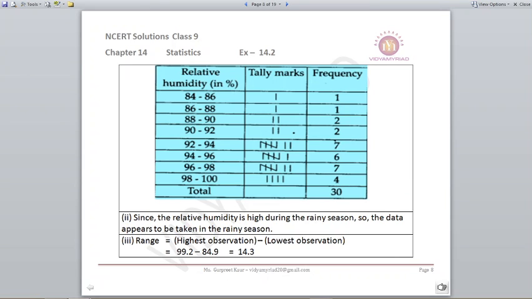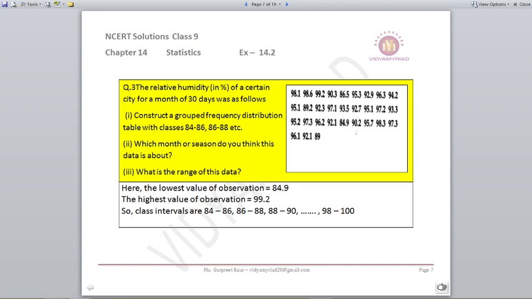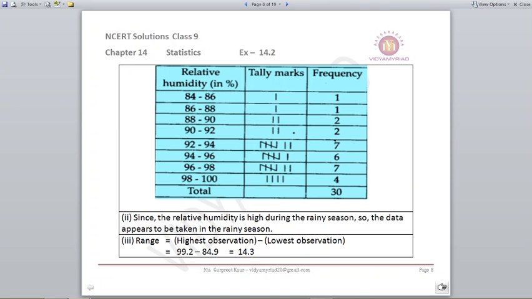Now if you see, relative humidity is usually high during the rainy season. So we can say that the data appears to be taken for the rainy season. Now they are asking what the range is. Range is the difference between the highest observation and the lowest observation. Your highest observation from this table we will take as 99.2, and the lowest value of observation is 84.9. The difference between the two is your range, that is 14.3.